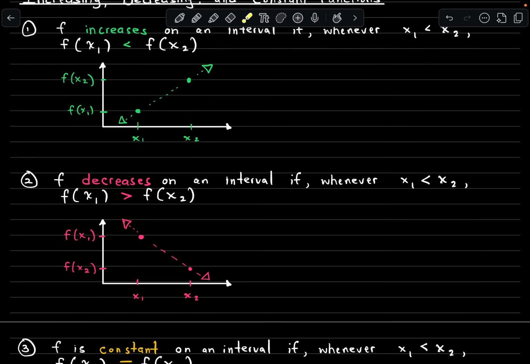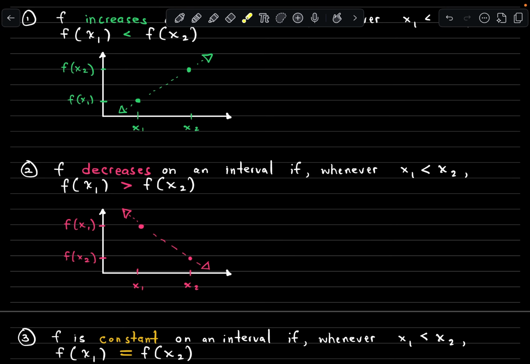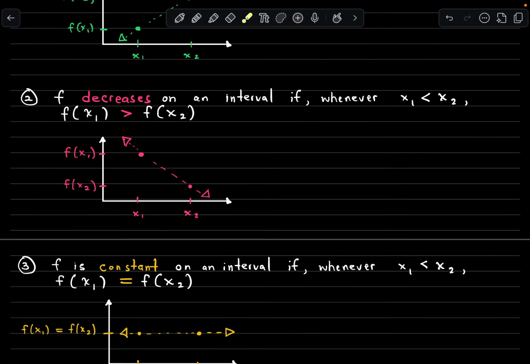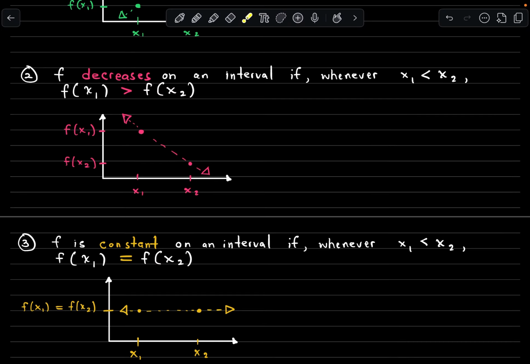And finally, f is going to be constant on an interval if whenever x1 is less than x2, again, when we go left to right, f of x1 is equal to f of x2. So their y values are staying the same as we go from left to right. And that's the definition of a constant function, or a function being constant on some interval.